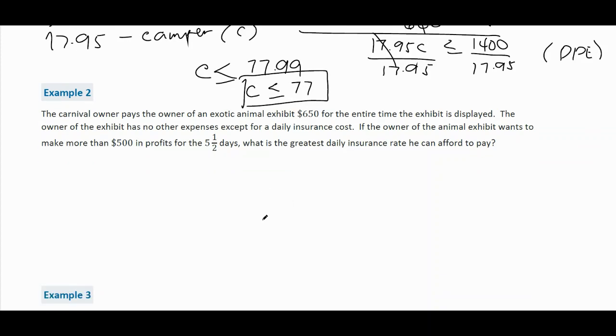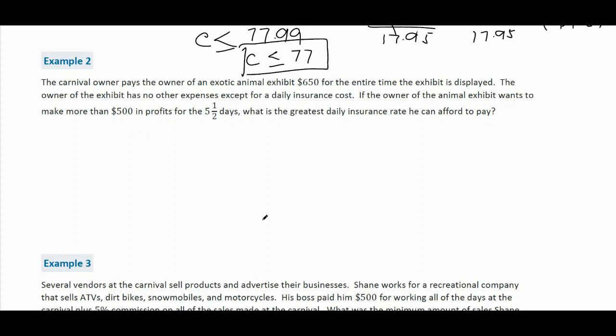All right. Number 2. The carnival owner pays the owner of an exotic animal exhibit 650 for the entire time the exhibit is displayed. The owner of the exhibit has no other expenses except for a daily insurance cost. If the owner of the animal exhibit wants to make more than $500 in profits for the 5.5 days, what is the greatest daily insurance rate he can afford to pay?